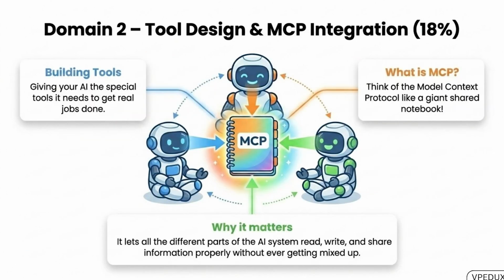Domain 2 is tool design and MCP integration. It teaches how to build tools that AI agents can use. It also introduces MCP, or Model Context Protocol, which helps agents share information properly. MCP can be thought of as a shared notebook that all agents can read from and update, allowing different parts of the system to stay connected and work smoothly.